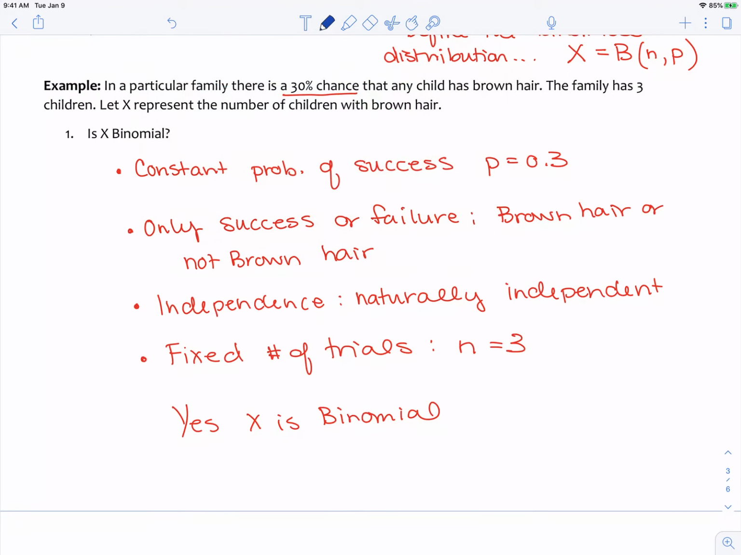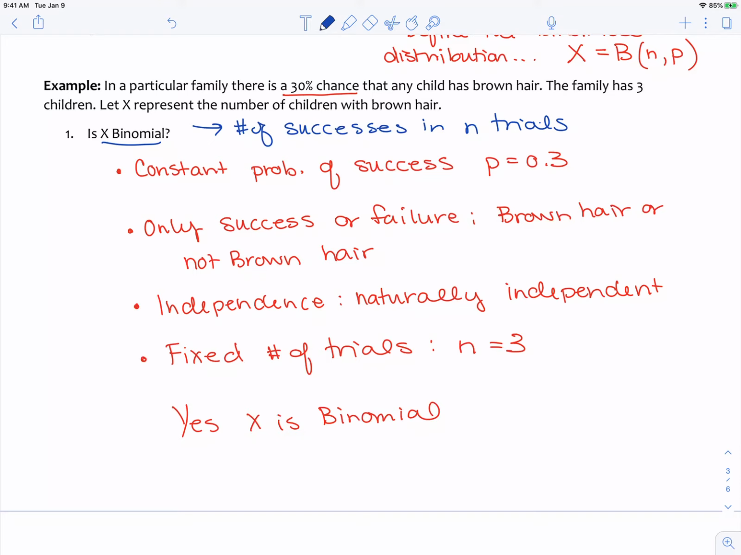So in addition to having these 4 things being met, we're also looking for the number of successes in n trials. So yes, we're looking for the number of children with brown hair among the 3 children. So yes, that basic setup is binomial, and we have all of those 4 conditions met. So yes, X is going to be binomial. And we can define that as well, right?